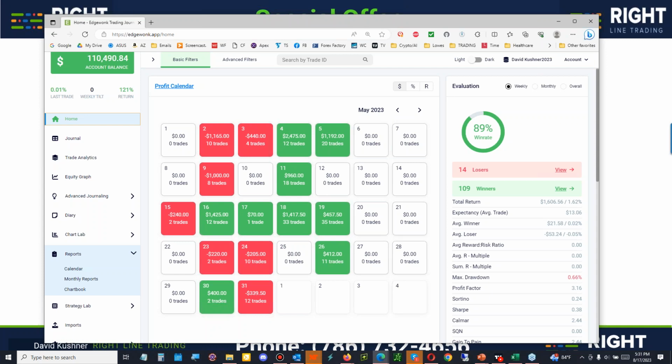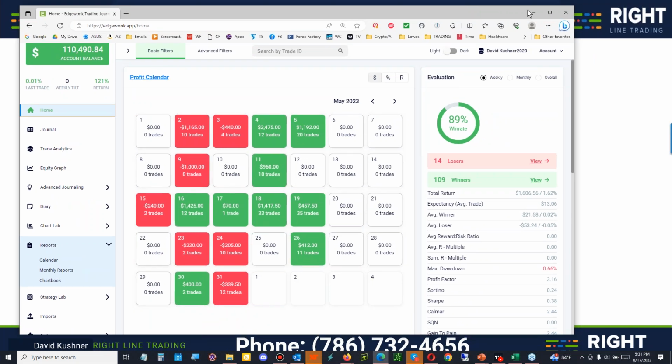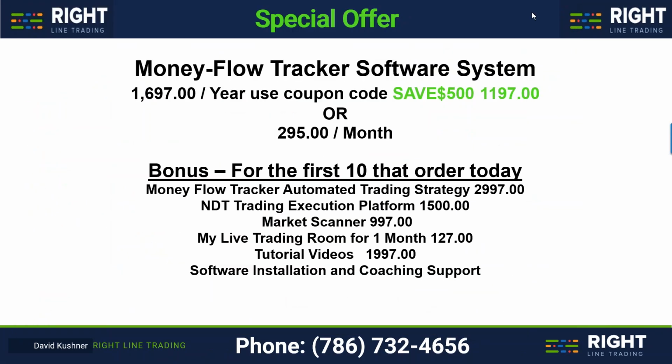Let's see. Does Edgework come with it? No, Edgework is a separate entity. It's a separate company. This software is like $120 for the year. Right? These numbers include all my prop accounts.